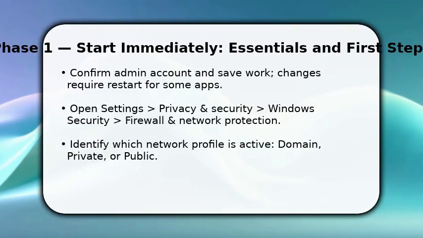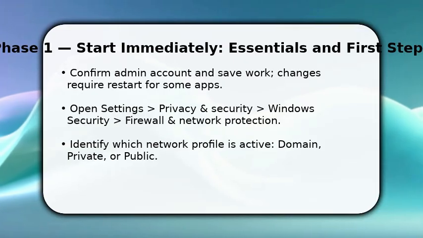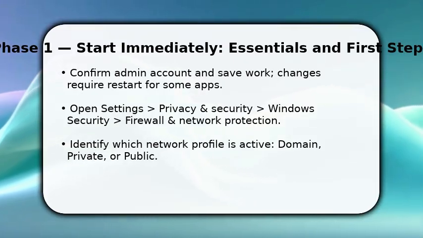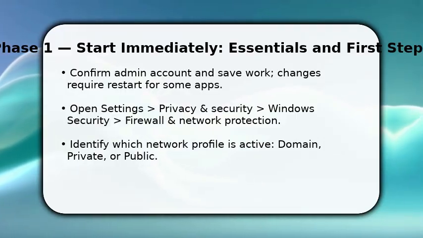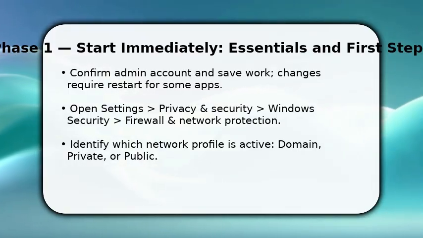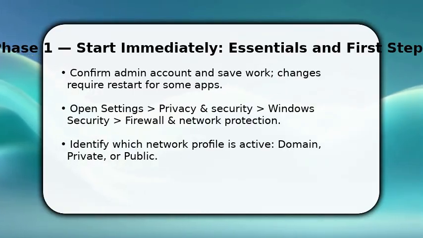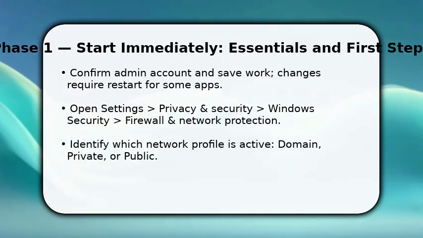You start by preparing the machine and opening Windows Security. Log in as an administrator so you can change rules. Once you're ready, go to Settings, Privacy and Security, then Windows Security and open Firewall and Network Protection. This shows your active network profile. Make sure you note whether you're on domain, private, or public because rules can apply differently.